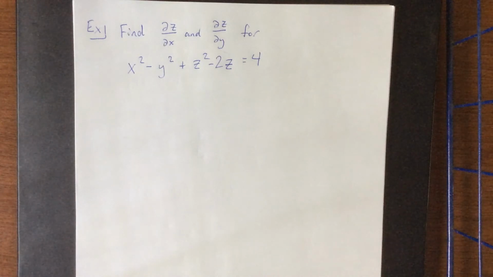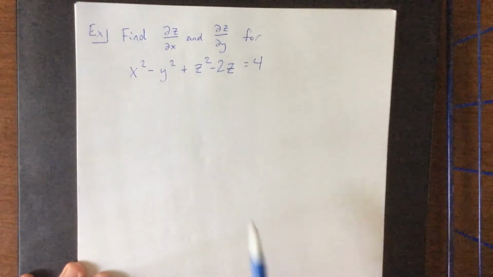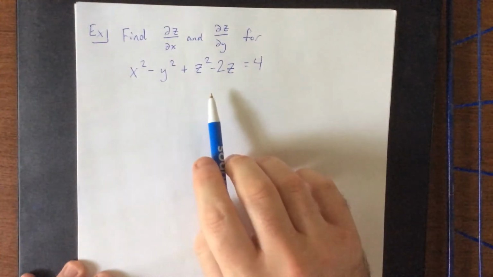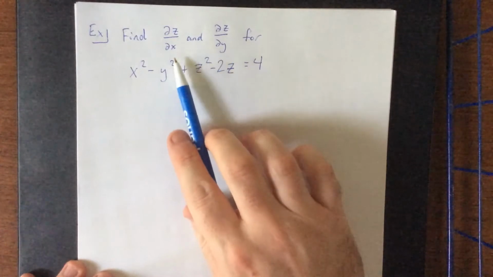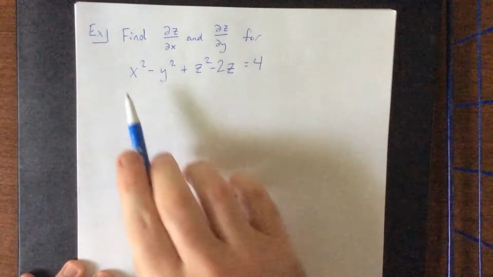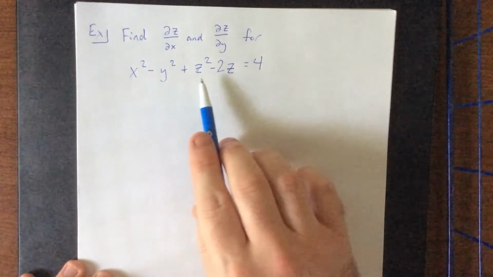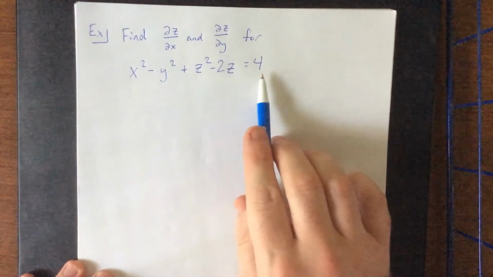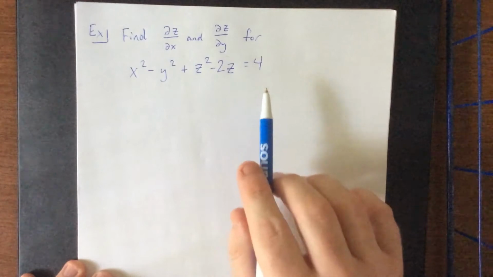For an example of the implicit function theorem for three variables, I'd like to consider the following hyperboloid of one sheet. We're going to find the partial derivative of z with respect to x and the partial derivative of z with respect to y for x squared minus y squared plus z squared minus 2z is equal to 4.